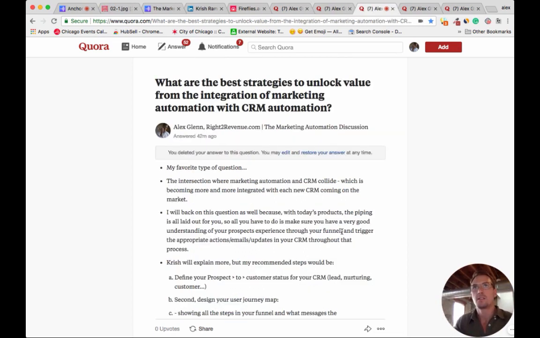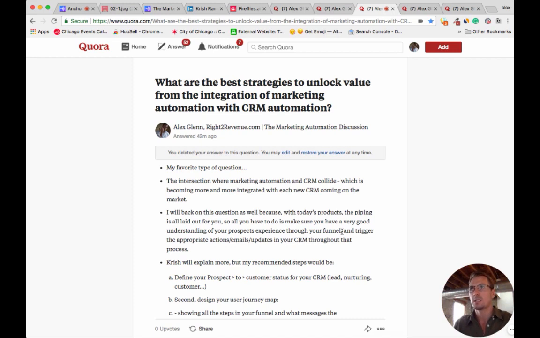What are the best strategies to unlock value from your integration of marketing automation with CRM automation? Again, what are the best strategies to unlock value from the integration of marketing automation with CRM automation? This is one of my favorite types of questions. It's the intersection where marketing automation and CRM automation collide, which is becoming more and more integrated with the new CRMs that are coming out on the market.